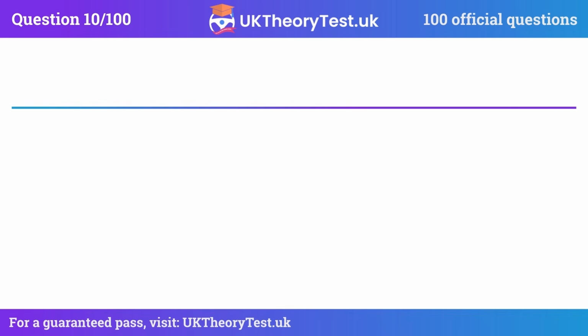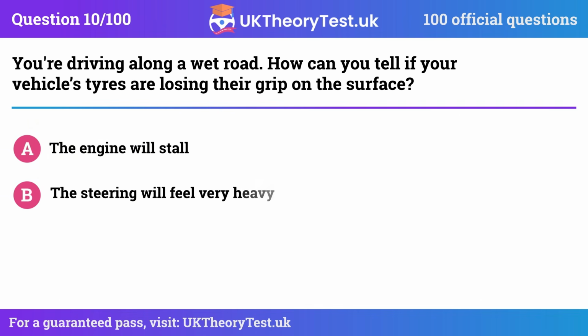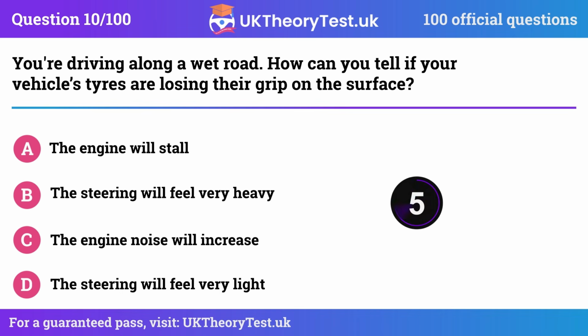Question 10. You're driving along a wet road. How can you tell if your vehicle's tires are losing their grip on the surface? A. The engine will stall. B. The steering will feel very heavy. C. The engine noise will increase. D. The steering will feel very light.